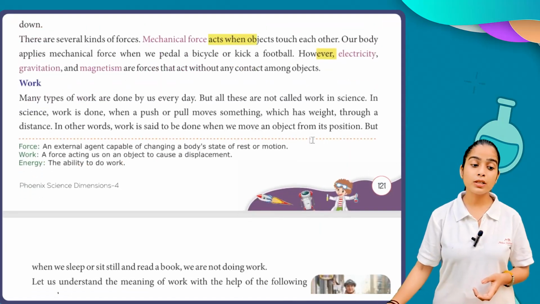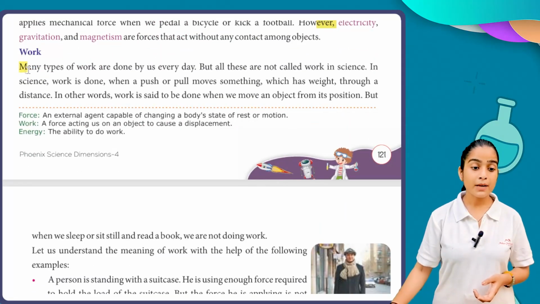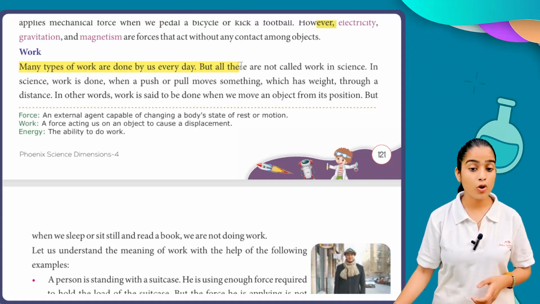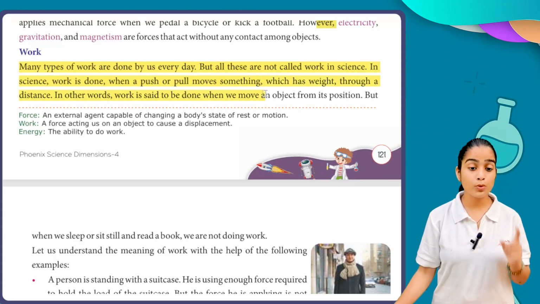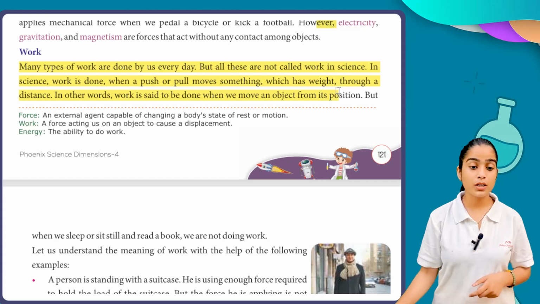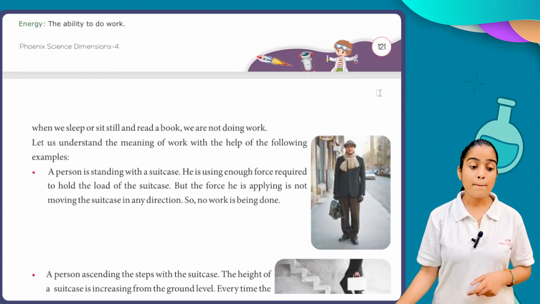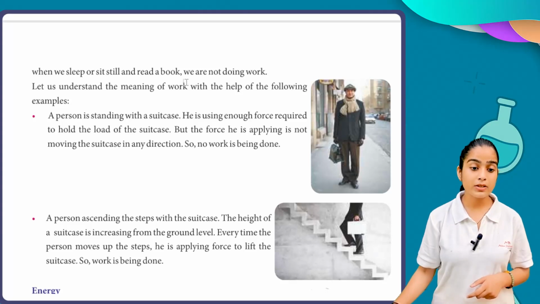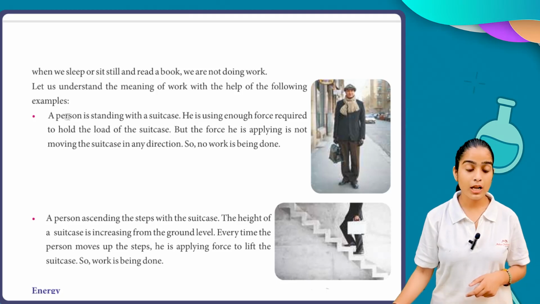Now we are going to learn about work. Many types of work are done by us every day, but not all of these are called work in science. In science, work is done when a push or pull moves something which has weight through a distance. In other words, work is said to be done when we move an object from its position. But when we sleep, sit still, or read a book, we are not doing work. Let us understand the meaning of work with the help of an example.